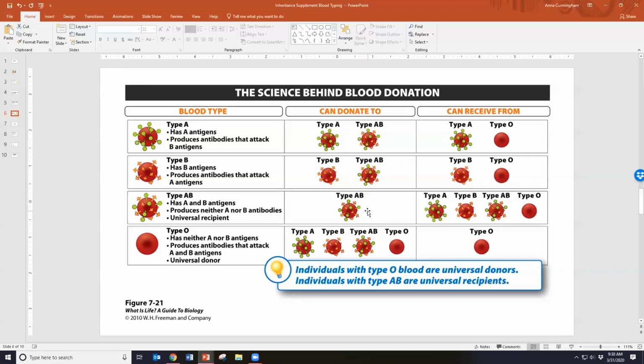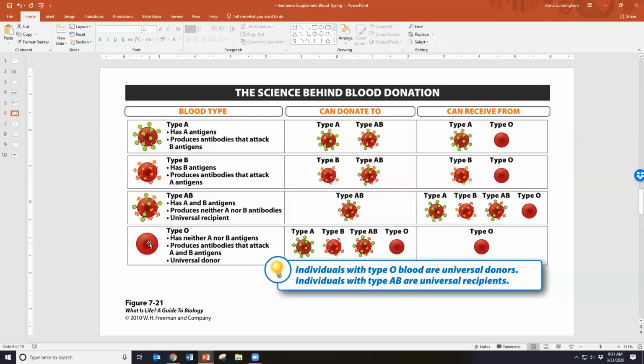And then type O is called a universal donor. This is one of the blood types that's usually most in need. The reason is because type O does not have any antigens on the cell surface, so they can basically donate to any other blood type. No matter what blood type a person has, if they have type A, they're producing anti-B antibodies. Type O doesn't have any antigen that can be recognized, so it can be donated to anyone.